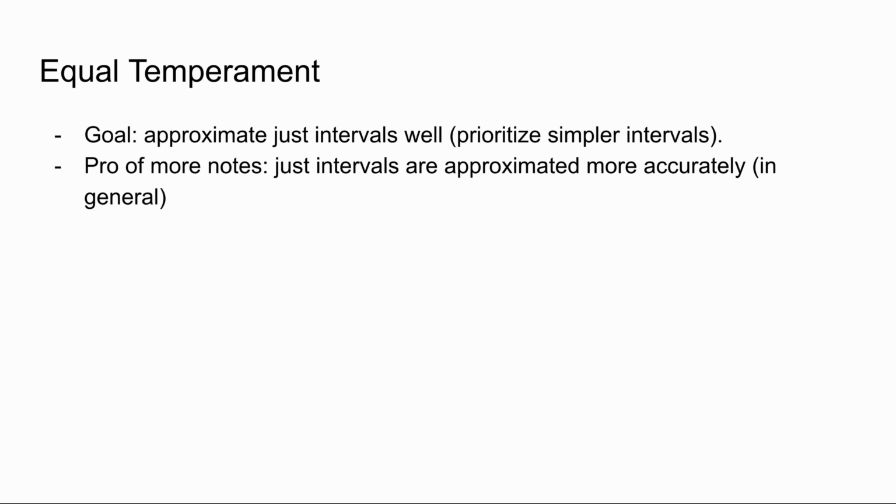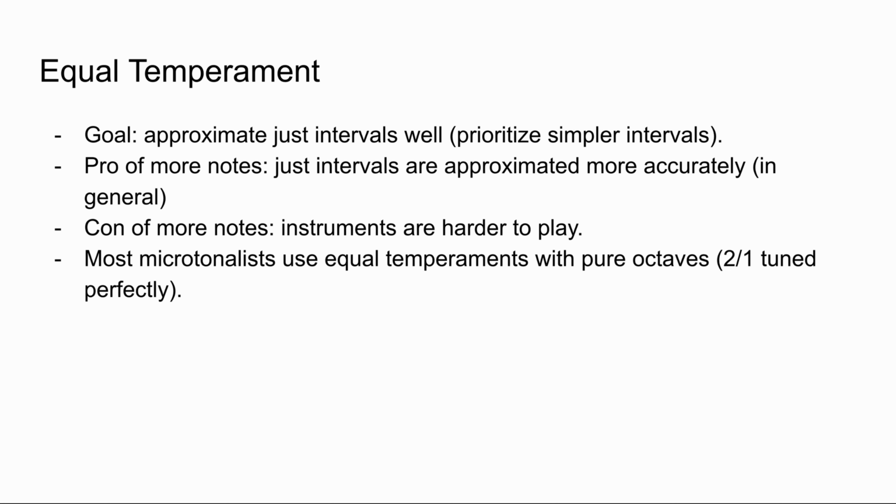However, having more notes makes instruments more difficult to play. So we need to find a good compromise between approximation of just intonation and playability. There are mathematical methods to determine such equal temperaments, though these are quite complex, so we won't cover it in this video. There's a link in the description though, if you want to learn more. For now, just know that most of these equal temperaments tune the octave very accurately, and so for simplicity's sake, most musicians tend to use pure octaves, tuning the 2-to-1 interval perfectly. Indeed, the most common tuning system used today is based on an exact 2-to-1 ratio.